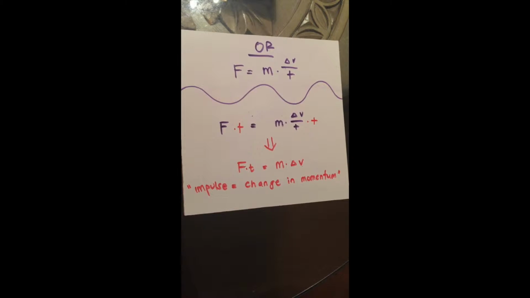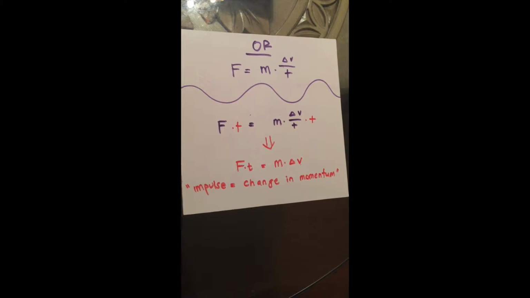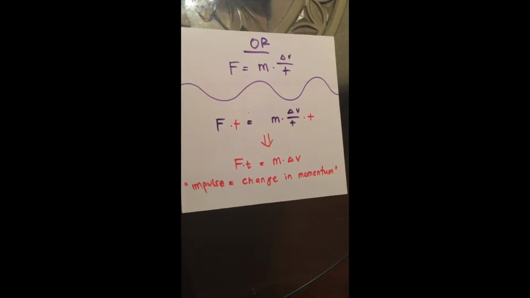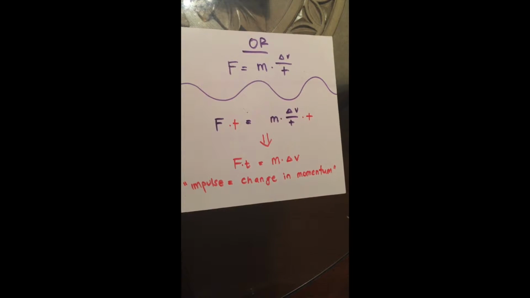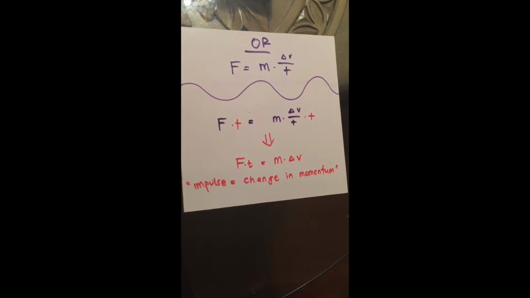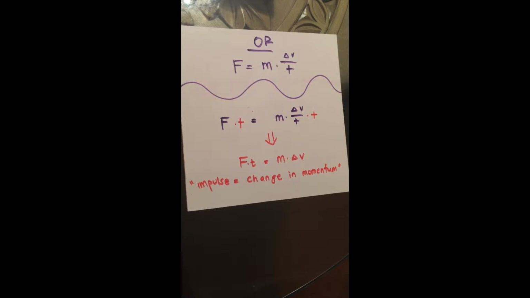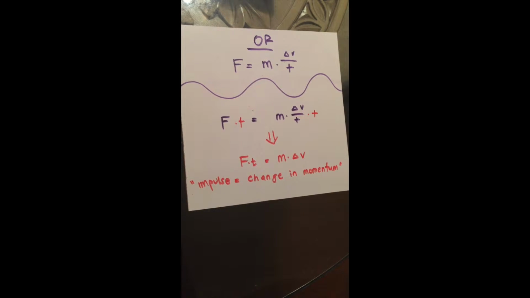Now, do you guys see the equation underneath that squiggly line on the board? If you were to multiply both sides of this equation by t, you would end up with the new equation: force times time is equal to mass times the change in velocity. In basic terms, impulse is the equivalent of the change in momentum.